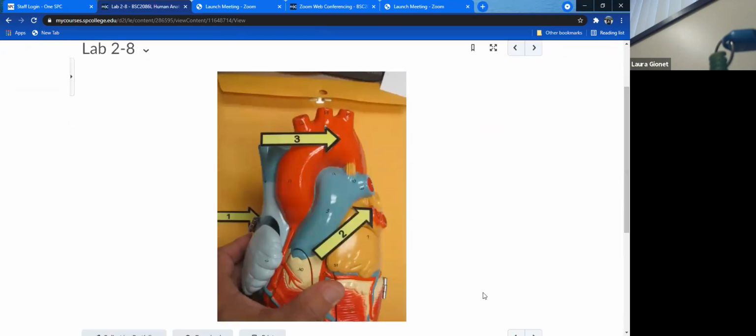All right, next one. Lots of identifying. This is easy stuff for you guys. So now we're looking again right at someone's chest. Blue, where number 1 is, that's the right side of the heart. Where 2 is pointing to is the left side of the heart.